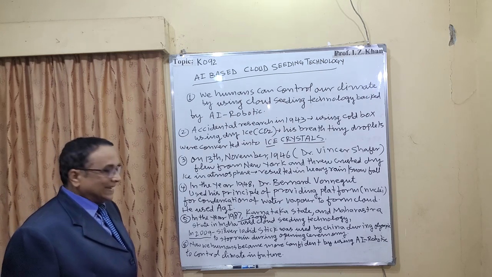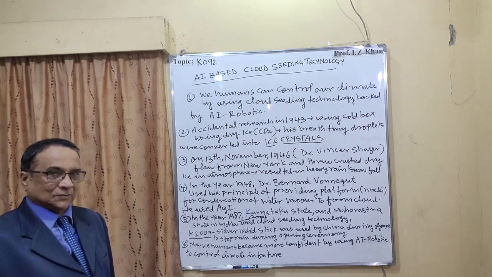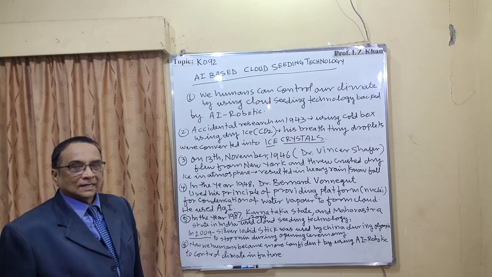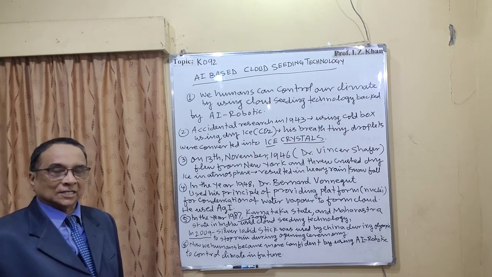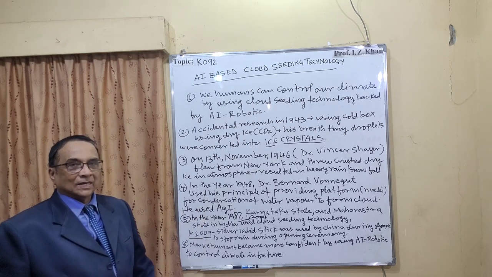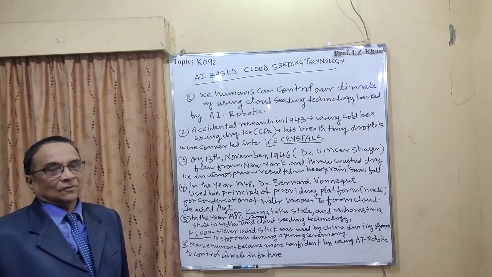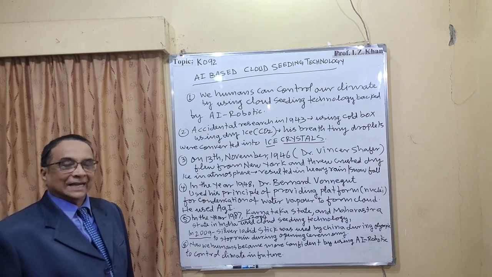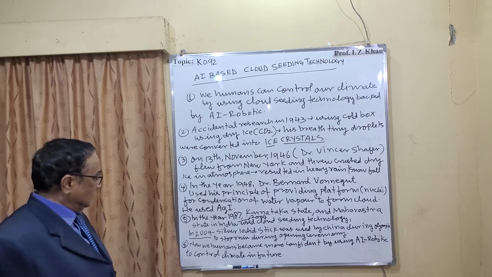Then in 2009, China's experiment was very successful. They used silver iodide sticks, fired by rocket into the atmosphere, and all the droplets were condensed, and there was heavy rain. After that, it was clear that there was no more vapor in the atmosphere, so there was no chance of any snowfall during the opening ceremony of the Olympics.